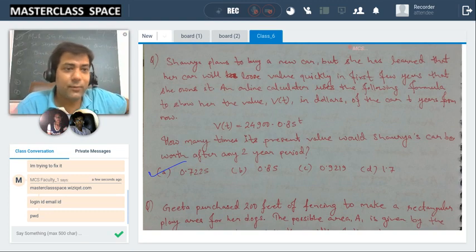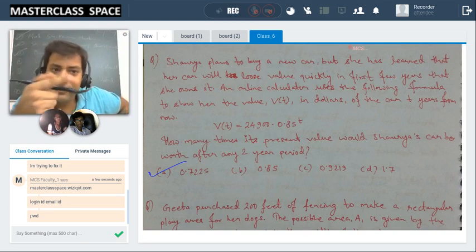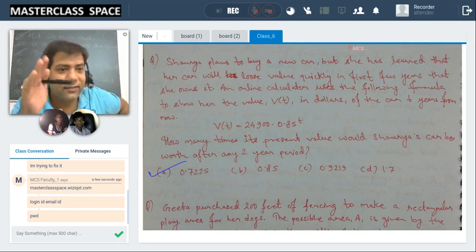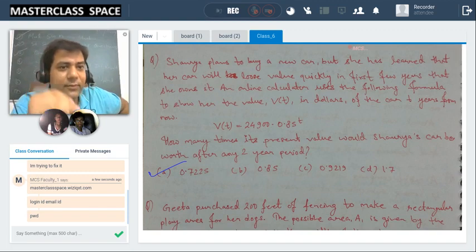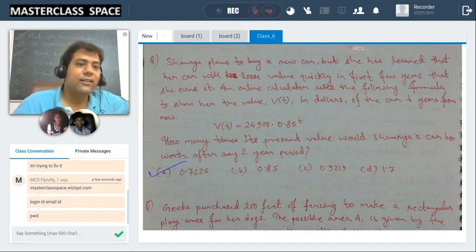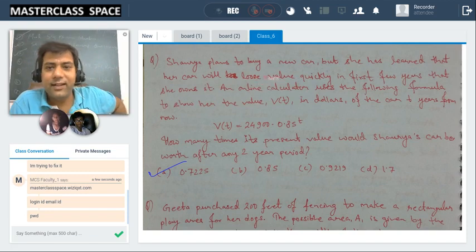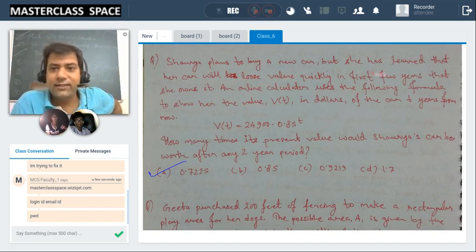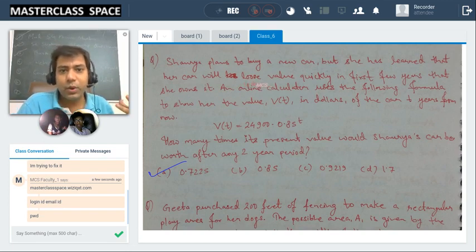The moment a car comes out of the showroom, if you ask its cost after 1 month or 6 months, then you'll understand. It loses value quickly in the first few years that she owns it. An online calculator uses the following formula to show her the value VT in dollars.